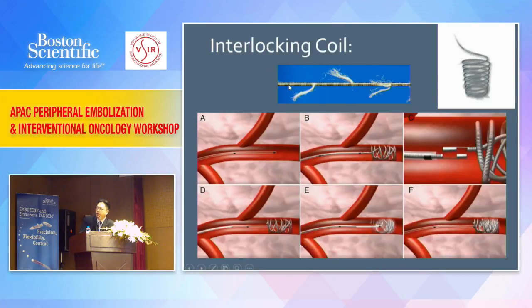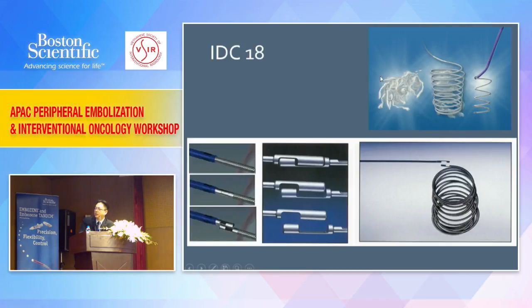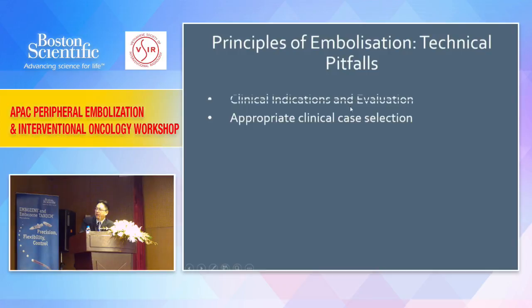An interlocking coil, the detachment technique is just like GDC or other neuro coil. The only difference is that it is interlocked. There's just a catch here. You do not electrolyze, or you do not use another mechanism to detach it. The moment you push it out, it drops. Once it's out, then you can pull it back. And this IDC 18 again comes in different sizes, different shapes, different configurations, and lengths as well.